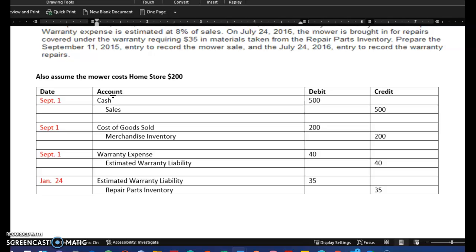Thank goodness. Debit cash, credit sales for $500 to record the retail amount of the sale, and don't forget about the cost of goods sold to record the merchandise being removed from inventory. So debit cost of goods sold $200, credit merchandise inventory $200.